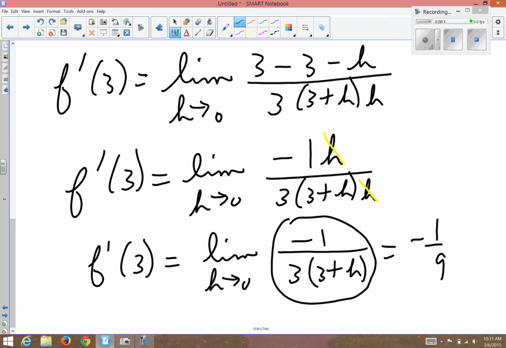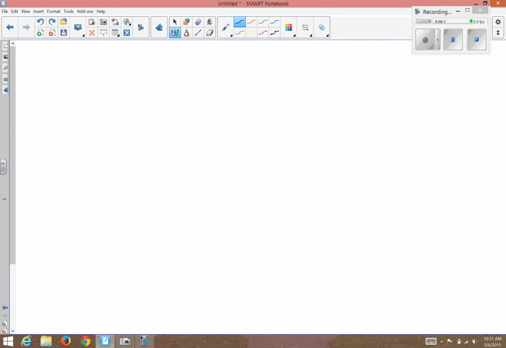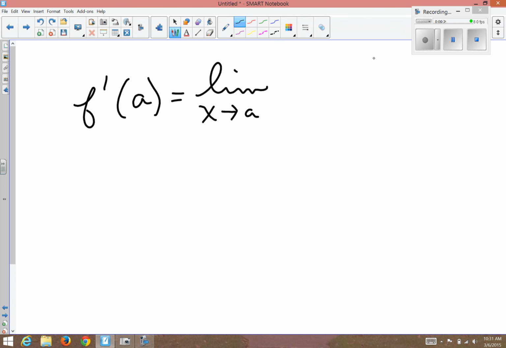So that's the answer. This problem could also be done using the other definition. The derivative of a function evaluated at some number is the limit. Instead of h approaching 0, the other definition has x approaching a. And the numerator is f of x minus f of a all over x minus a.